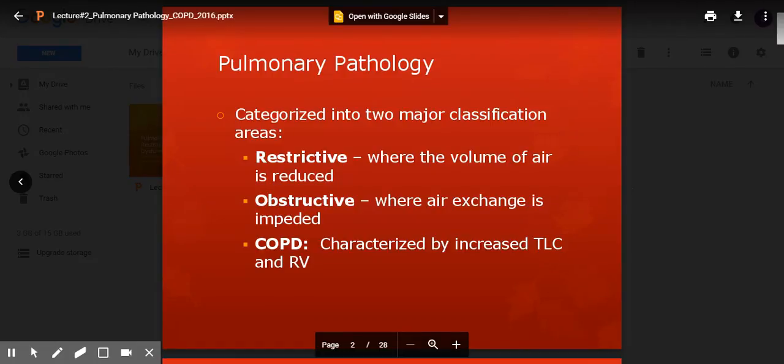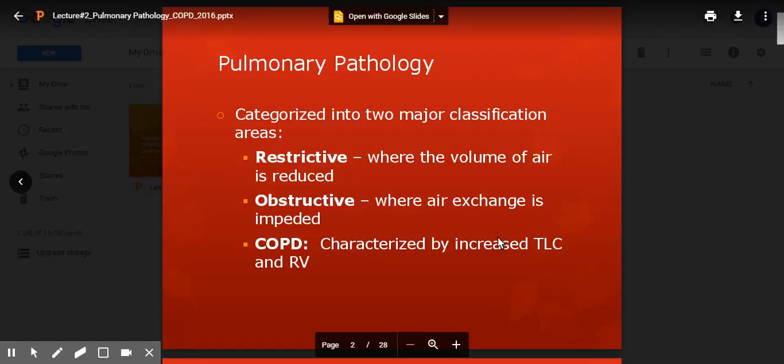As we talked about in the first lecture, pulmonary pathology is categorized into two major classification areas. The first being restrictive, where the volume of air is reduced. The second being obstructive, where air exchange is impeded. Again, I had used the analogy that when you think of a clogged pipe or a clogged drain, that is similar to obstructive pathology, where air exchange is being impeded.